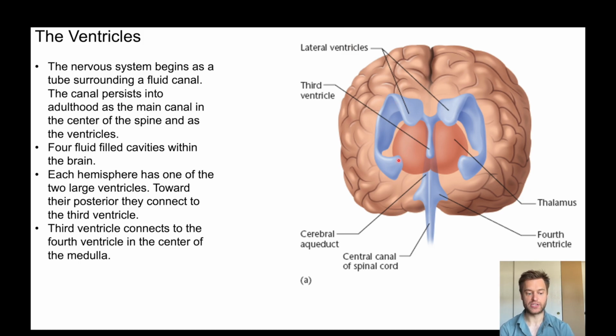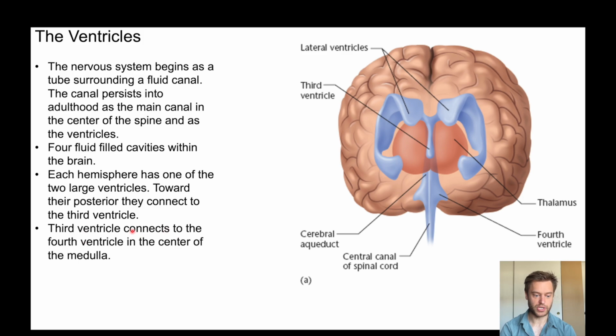Each hemisphere has one of the two large ventricles toward the posterior. They connect to the third ventricle. So we have these two lateral ventricles, which are the big ones, and then one third ventricle here, and then the fourth ventricle that goes down and eventually empties into the spine. The cerebral spinal fluid is produced in the lateral ventricles, and then it flows toward the back. So it is produced anteriorly, flows posteriorly throughout the brain, and then it is recycled.